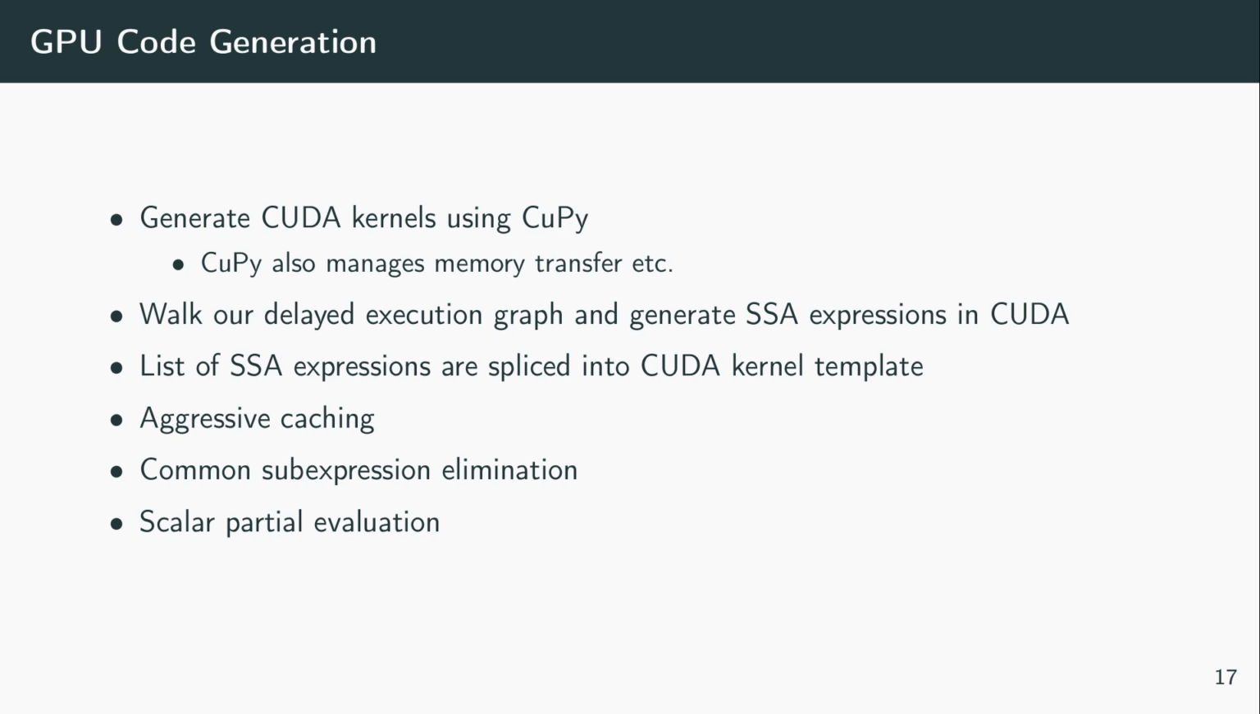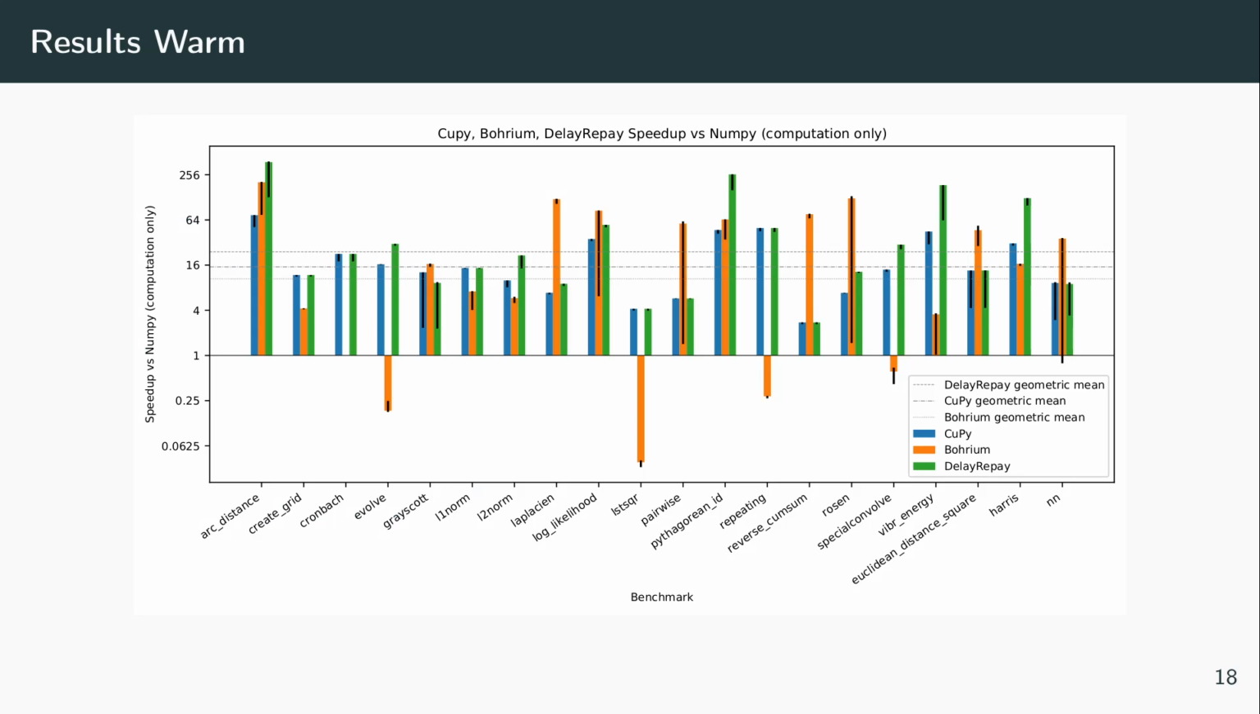So now we move on to the evaluation of our delayed evaluation system. We benchmark DelayRepay against CuPy, Bohrium, and NumPy. Bohrium is a GPU library for Python which claims some support for kernel fusion. It's quite similar to CuPy, and it's a drop-in replacement also. We use a suite of NumPy macro benchmarks, and they all are run on a server with an NVIDIA Tesla K20 GPU.